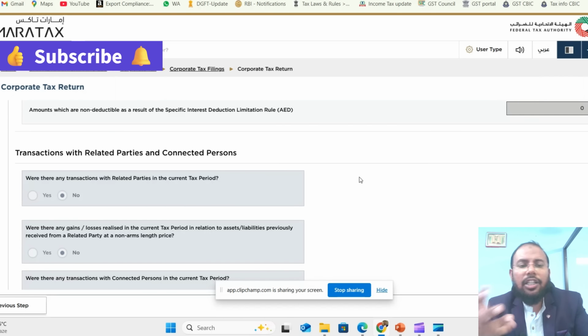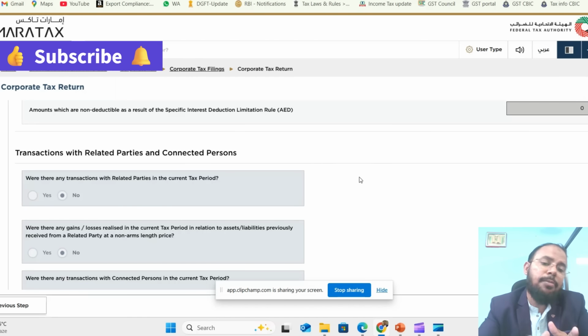Further, this is another topic, transactions with related parties and connected persons. This is related with transfer pricing. If you are dealing with related parties and you are not following the arm's length price, that time you need to inform and adjust your accounting profit accordingly.